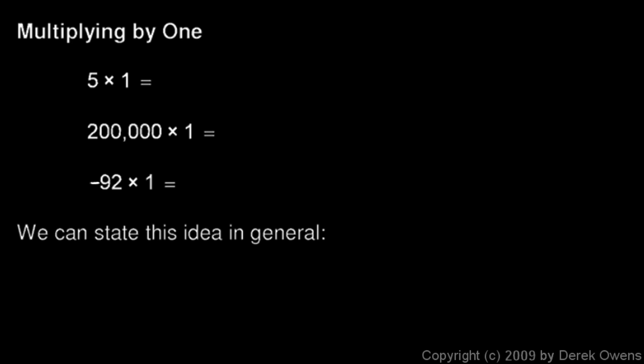Okay, let's also talk about multiplying by 1. This is also very easy. 5 times 1 is 5. 200,000 times 1 is 200,000. Negative 92 times 1 is negative 92. And we can state this idea in general terms. a times 1 is equal to a for any number a. So any number multiplied by 1 is just that same number.